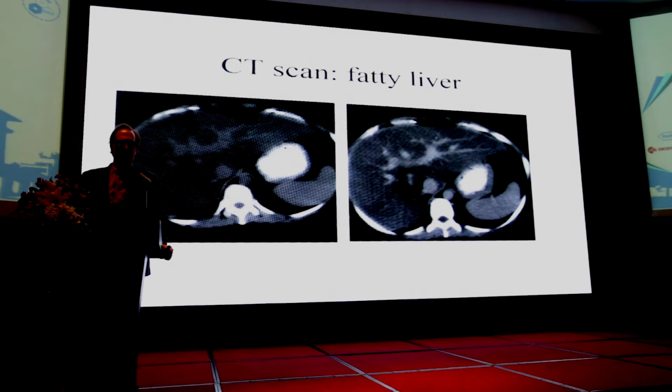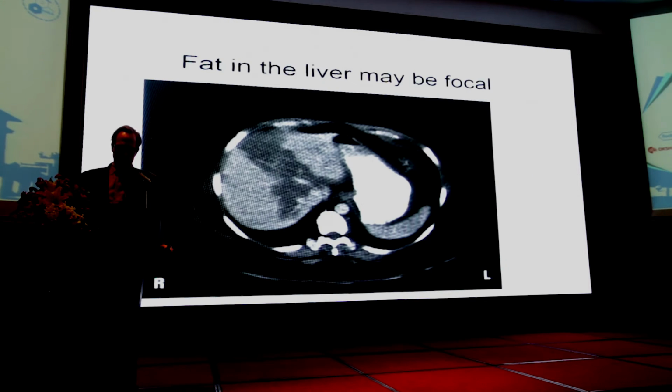CT scan is qualitative, not quantitative, in terms of suggestion of fat. Fat can also be focal. You get fatty sparing, or you can get fat accumulation in specific parts of the liver that may look like a liver tumor, may look like liver cancer. So you need to be very specific with your radiology partners looking for the characteristics of these tumors to make sure you're not telling a patient that they have cancer when they have some fat accumulation or fat sparing.